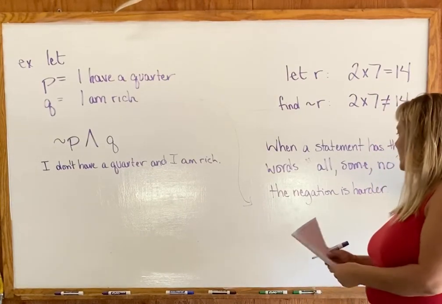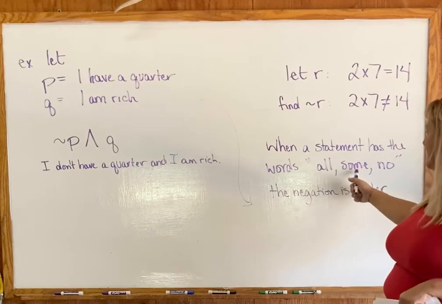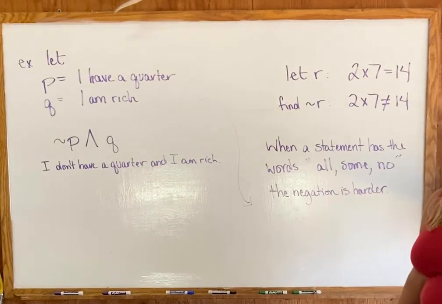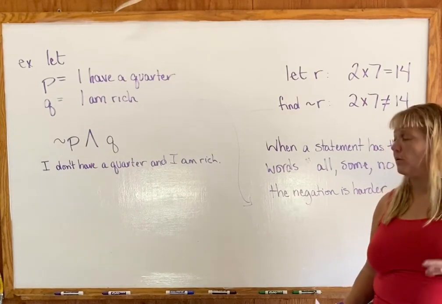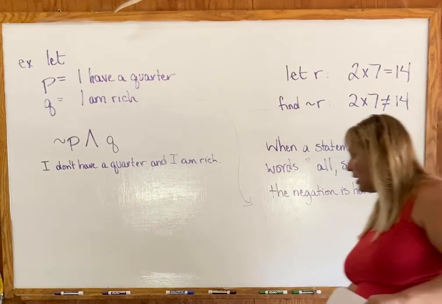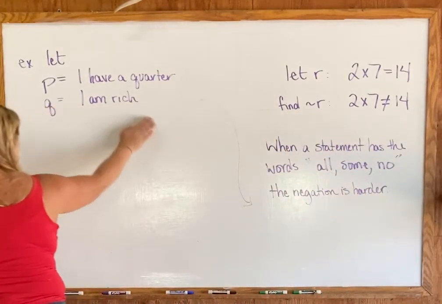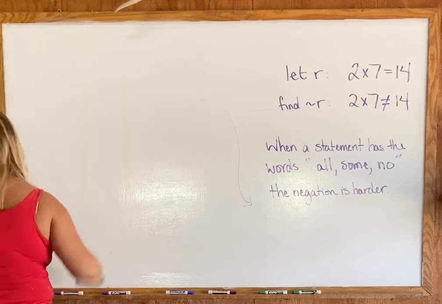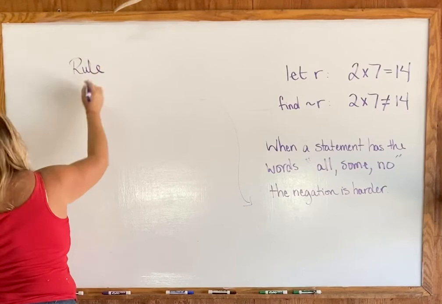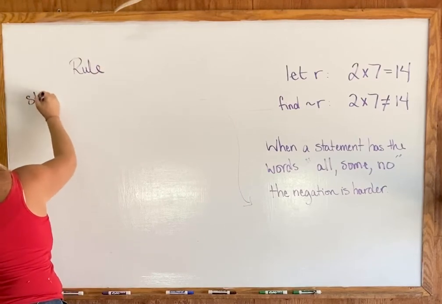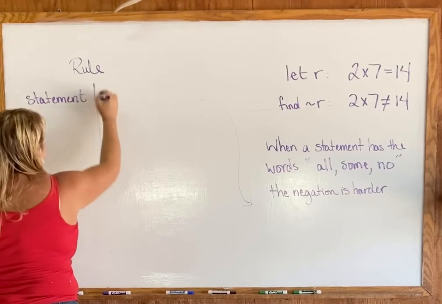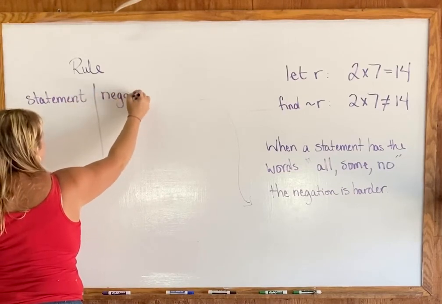So when we have the word all, some, or no in a statement, we have to think a little bit carefully about how we're going to write our statement. And this is where people do get very confused. So I'm going to put a little table up here so that if you need to come back to it, you can always see how the negation works. So here is the rule. Let's say we have a statement, and then on this side, I'm going to put the negation.